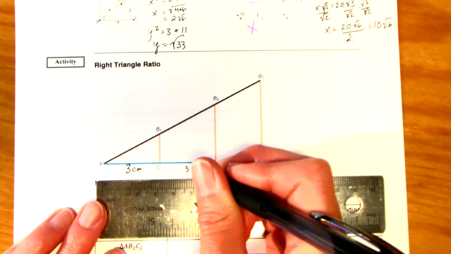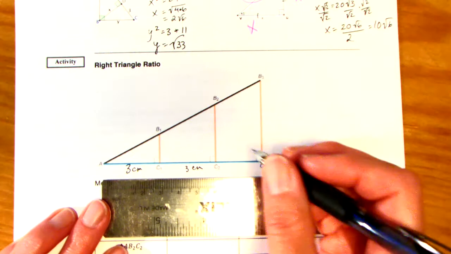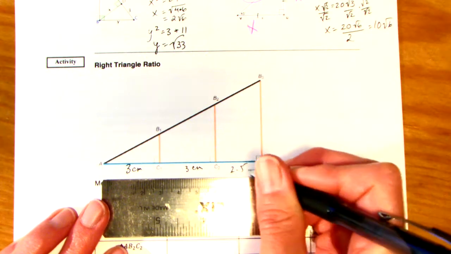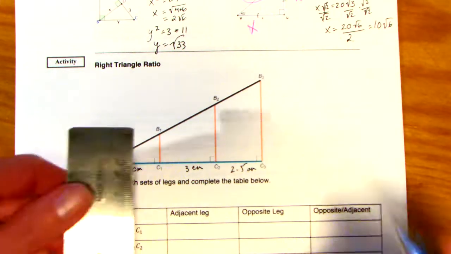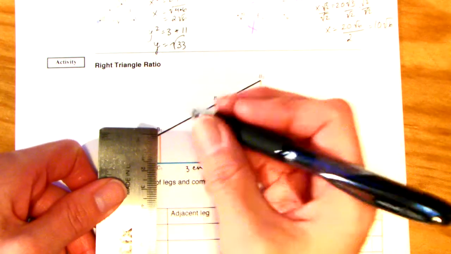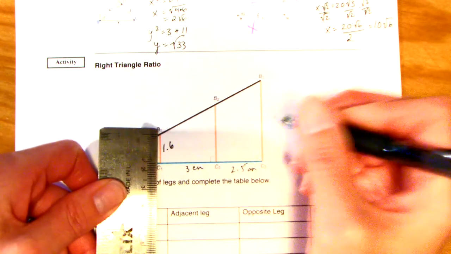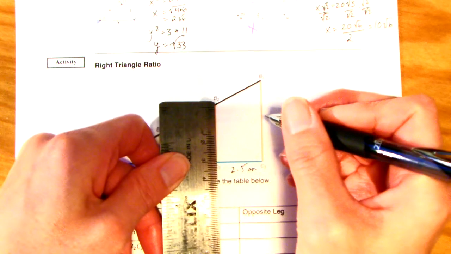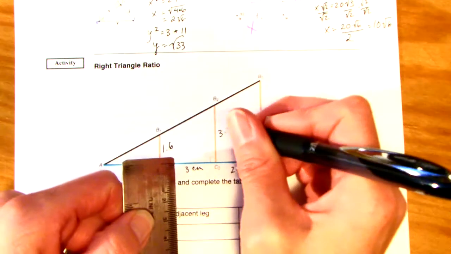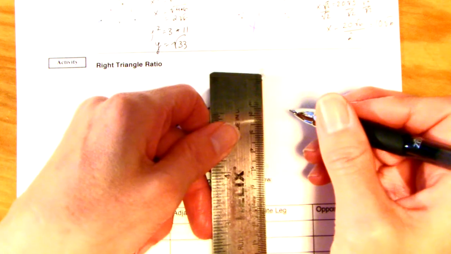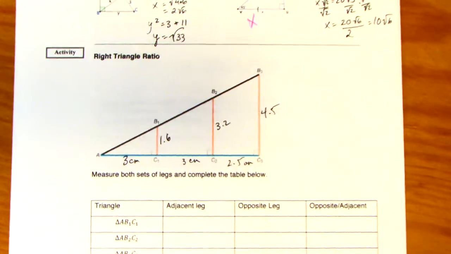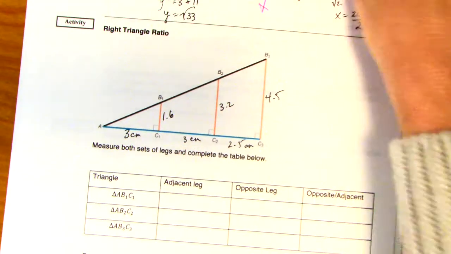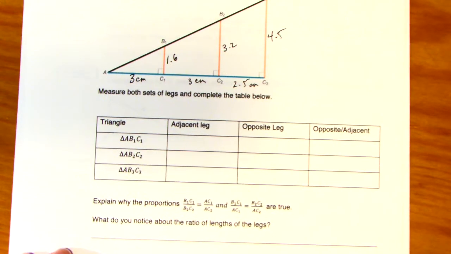3 more centimeters. About 2.5. And then I'm going to measure the vertical lengths. Okay, so you want to be as accurate as possible. This is about 1.6. 3.2. And 4.5. And now let's record this information, okay? So we need to know about a little bit of vocabulary.